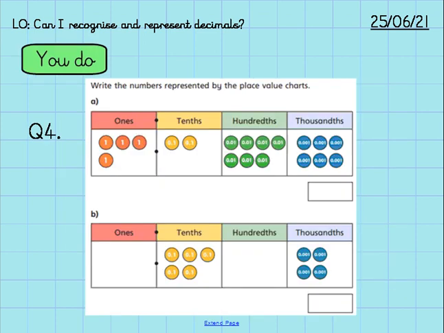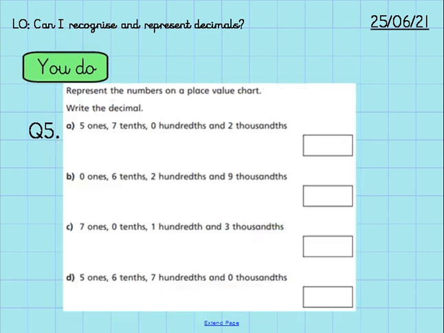And then we move on to 2 activities that are looking at thousandths as well. So what number is represented in the place value chart? Make sure you don't forget to put your decimal point in here. And then finally, similar to the first activity, question 5, you're going to be writing out the decimal, and then again draw a place value grid to show it in there for me.